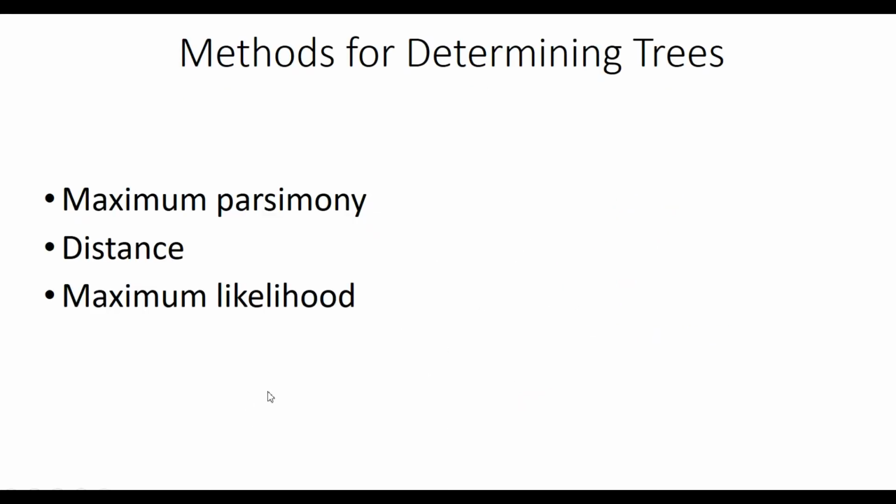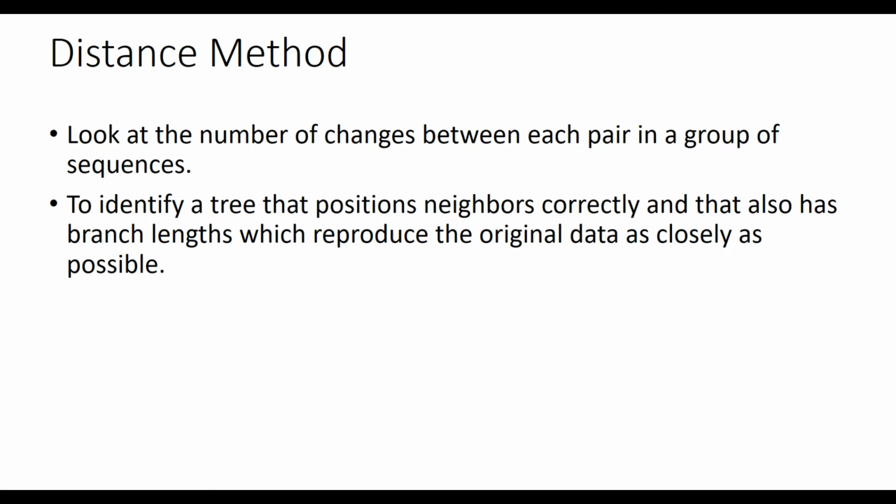Now, we are going to discuss methods for determining trees. There are three common methods, which are maximum parsimony, distance, and maximum likelihood. In this video, we are only focusing on distance. The distance method looks at the number of changes between each pair in a group of sequences. The objective of this method is to identify a tree that positions neighbors correctly and that also has branch lengths which reproduce the original data as closely as possible.